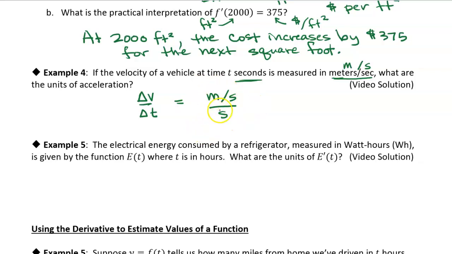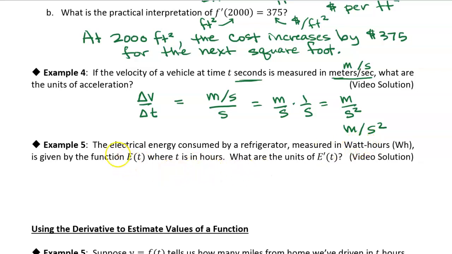But we don't usually write it like this. So you can treat these units like fractions. All right, so this is the same as meters per second times the reciprocal of the denominator, 1 over seconds, and so meters per second squared. And this is typically the way we would write the units of acceleration, in meters per second squared. So if velocity is in meters per second and time is in seconds, then the units of acceleration are in meters per second squared. All right, so we're treating these units like fractions.